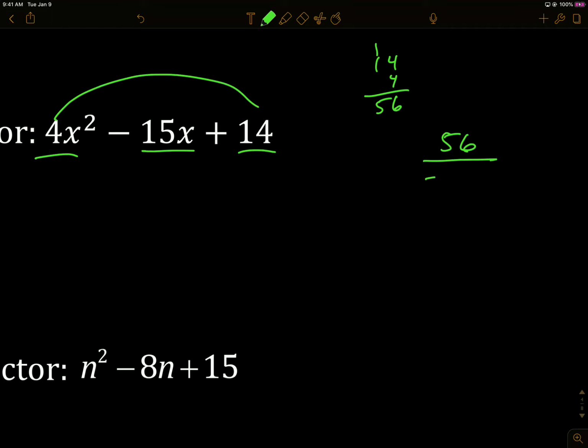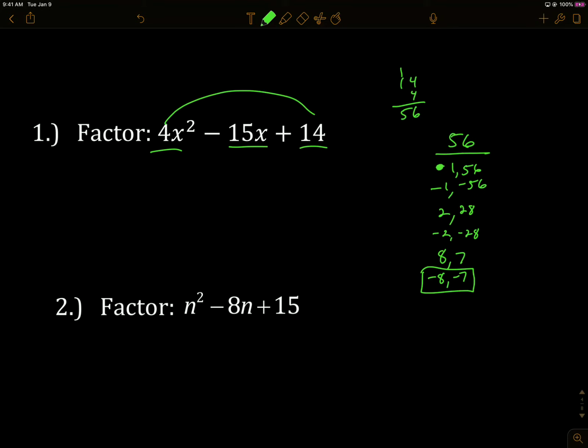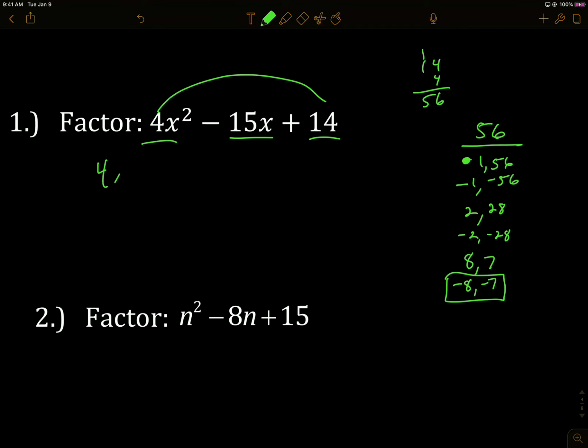I got 1 and 56, negative 1 and negative 56, 2 and 28, negative 2, negative 28, 8 times 7, and negative 8, negative 7. That's the winner. Those add to negative 15. So when a is not 1, I have to rewrite the first term, rewrite the last term, and split that middle term into 2.